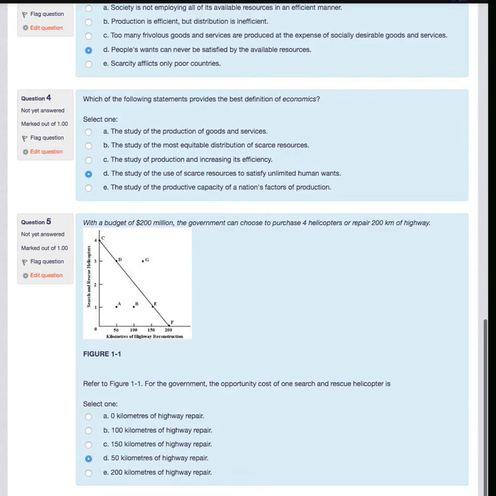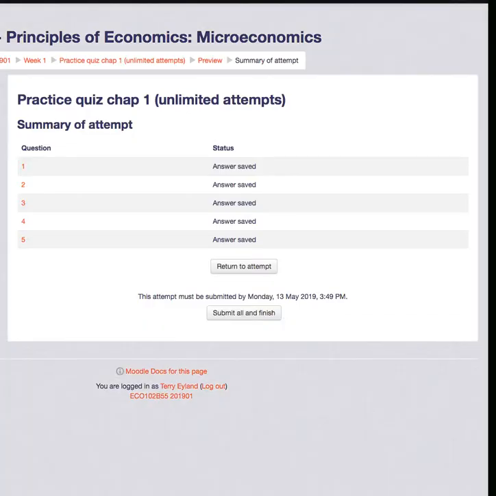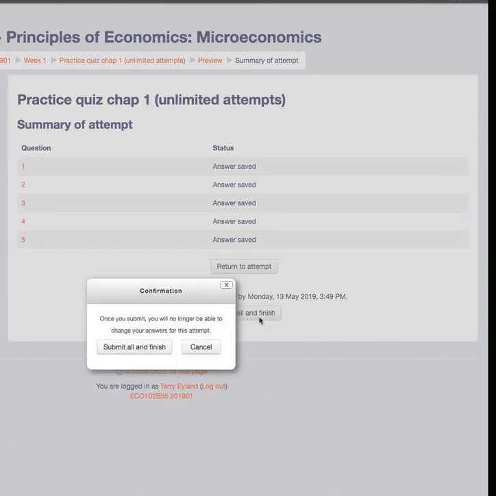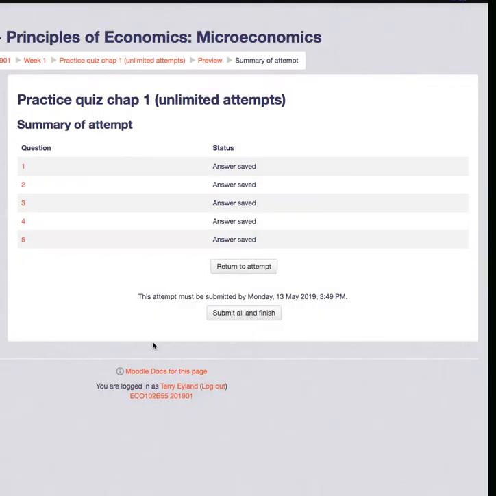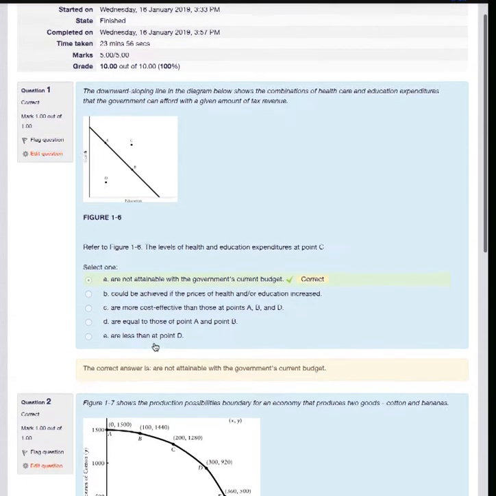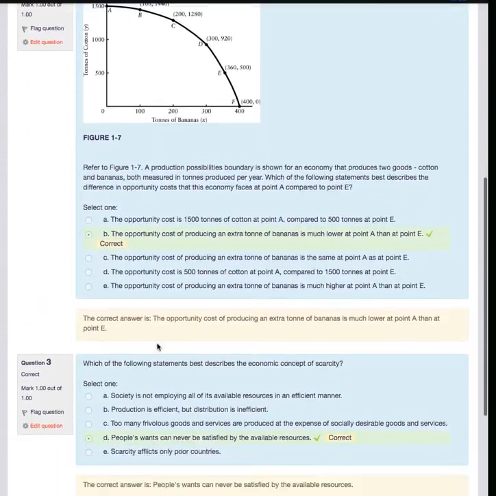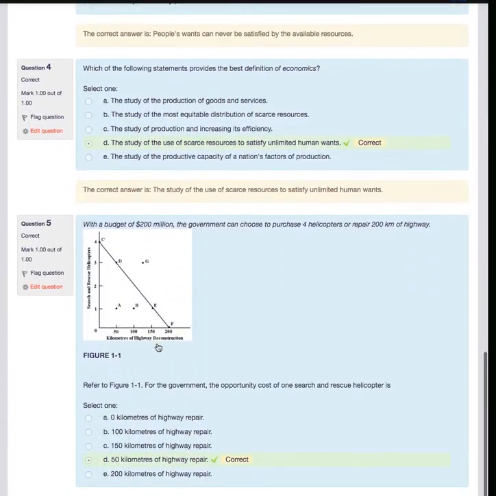Let's verify my answers, as you should after you've done this. So, these are all the correct answers for this.